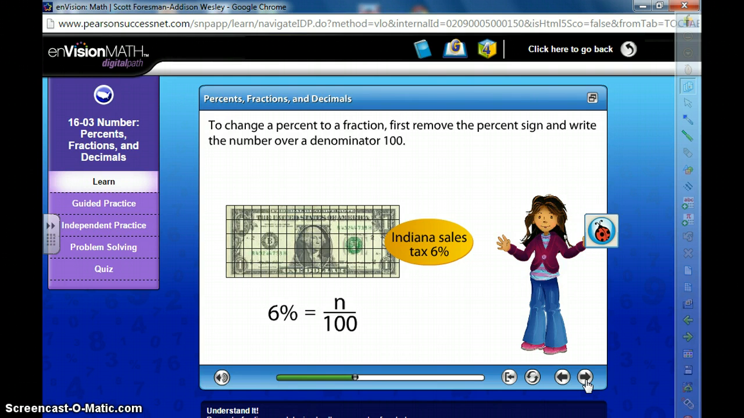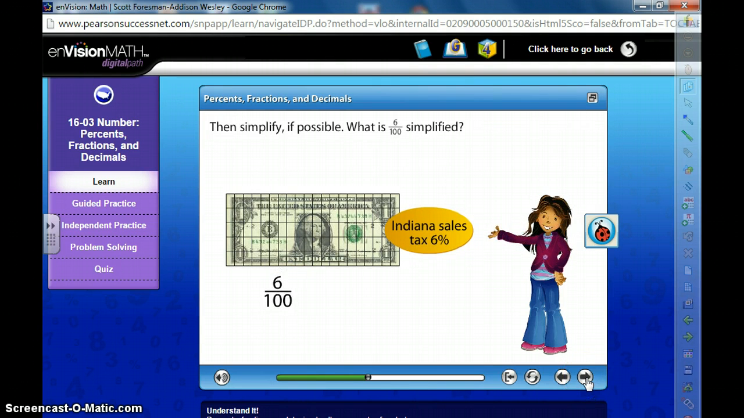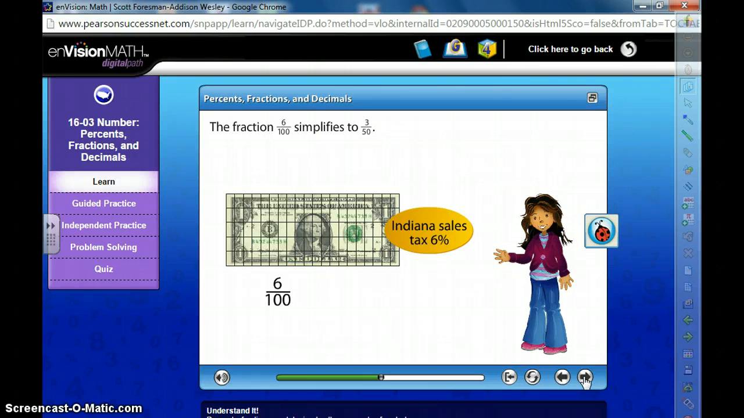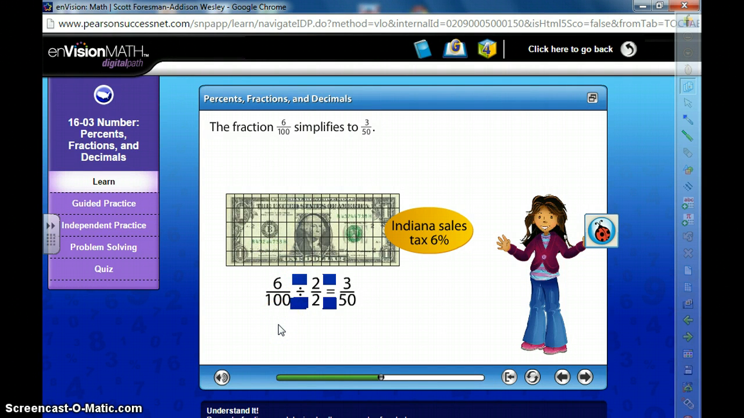No. To change a percent to a fraction, first remove the percent sign and write the number over a denominator of 100. Then simplify if possible. What is 6 100ths simplified? This is not simplified. Divided by 2, you get 3 over 50. Lily. The fraction 6 100ths simplifies to 3 50ths. Okay, so this means that the fraction 6 over 100 is 6%, but 3 over 50 is also 6% because they are all equal.